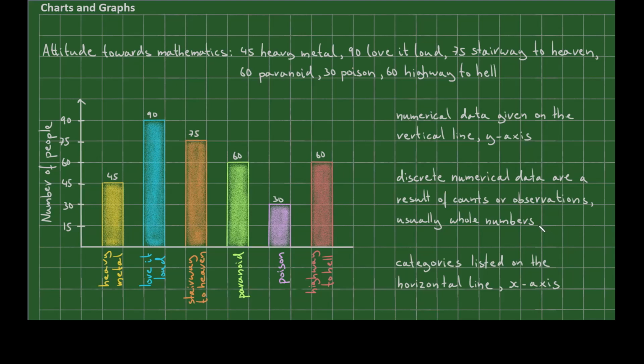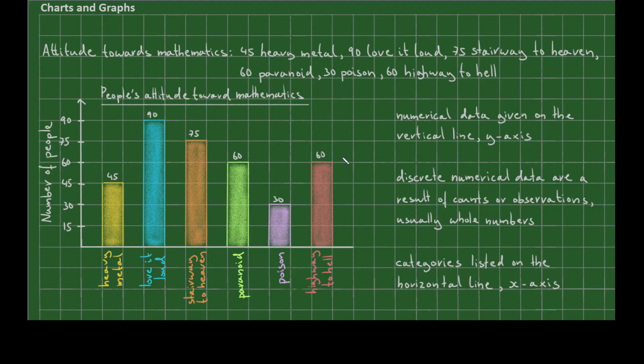In this example, the discrete numerical data is the number of people. And it makes sense that the number of people should be a whole number. Outside of some choice horror movies, we cannot have 0.7 of a person. Finally, to make everything spick and span, it is always good to also include a chart title. And here it is, people's attitude towards mathematics.